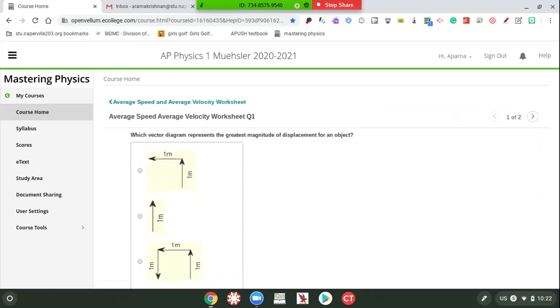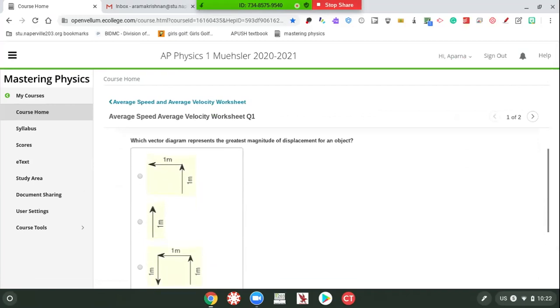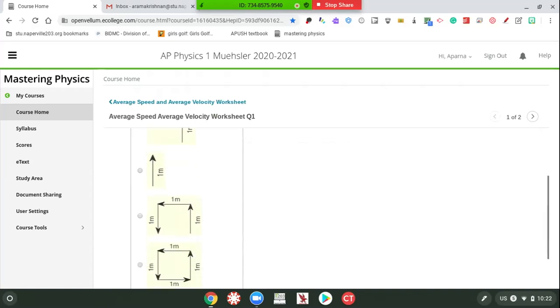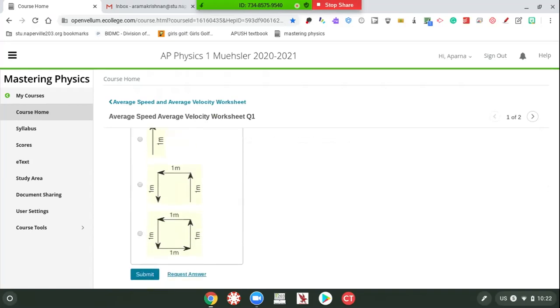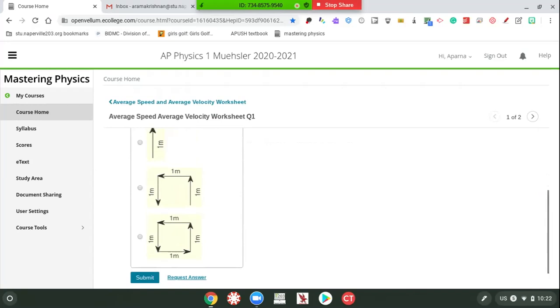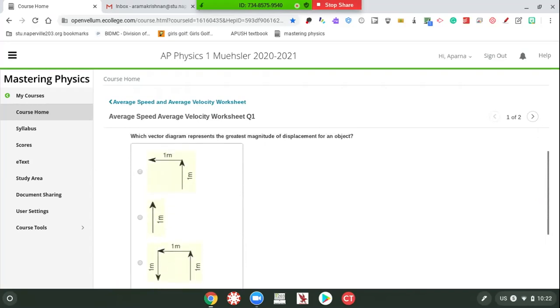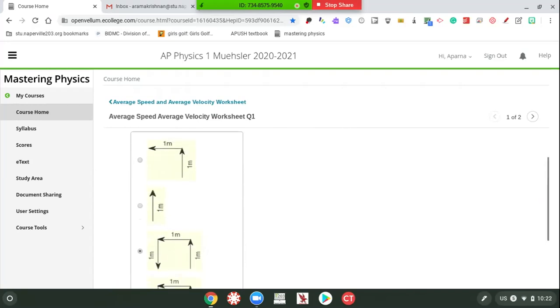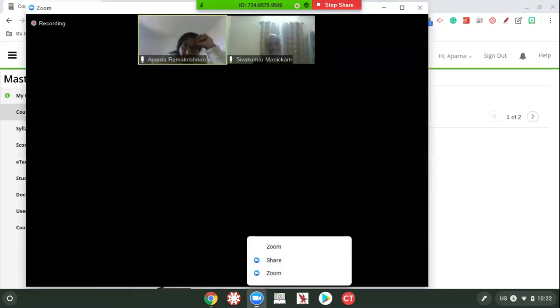Which vector diagram represents the greatest magnitude of displacement for an object? Okay, go down. It's not this one because then it comes back to the same position, correct? D? Yeah, here the displacement is 0. Okay. The first one, you have to find this length. What is this length?